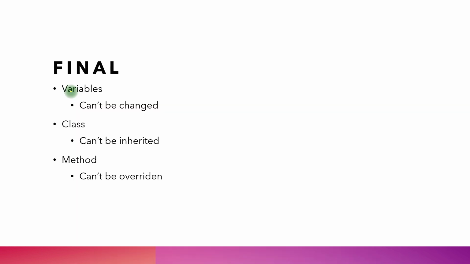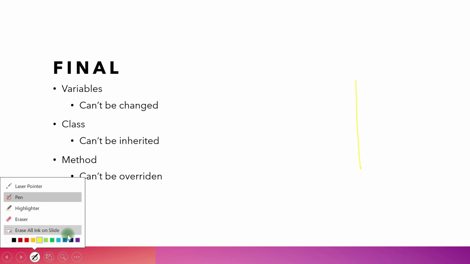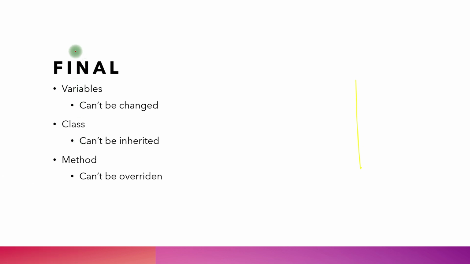So the first one, we are going to see the final. Final is a Java keyword, and this keyword is used at three places: variables, classes, and methods. This final can be used with one of the three things.